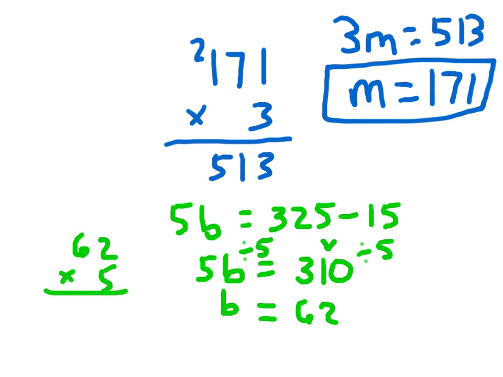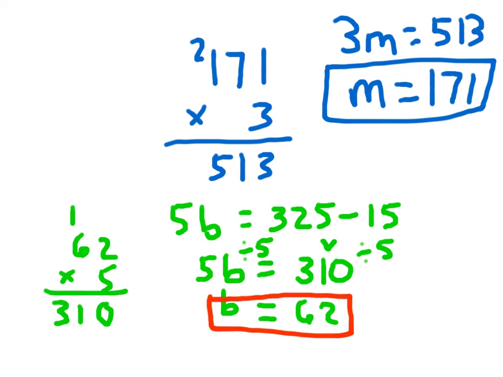But I'll show you my work there. 5 times 62, does it equal 325 minus 15, which is 310? 2 times 5 is 10. 0, regroup the 1. 5 times 6 is 30, plus 1 is 31. 310, which is that value of 325 minus 15. And again, b equals 62 is our solution. And now you know how to solve algebraic equations.